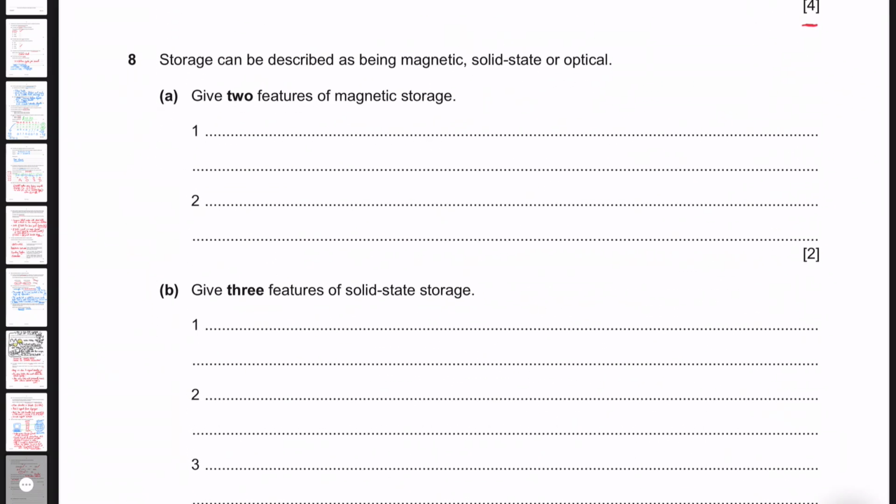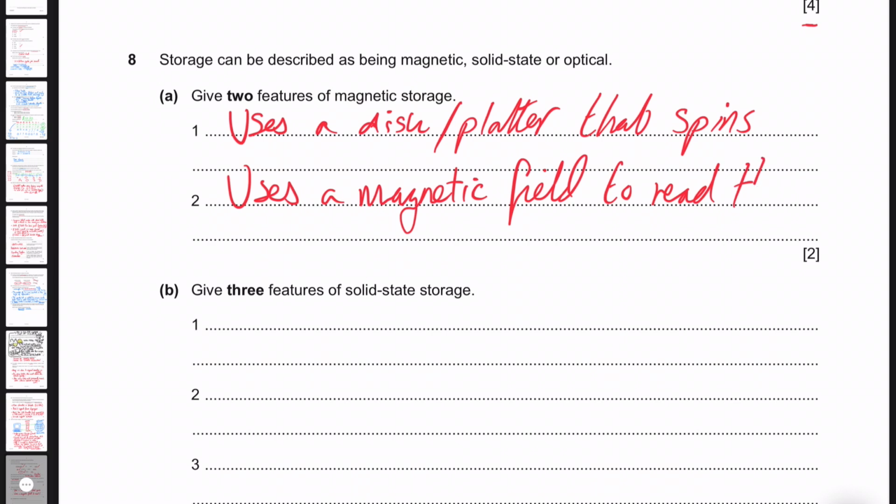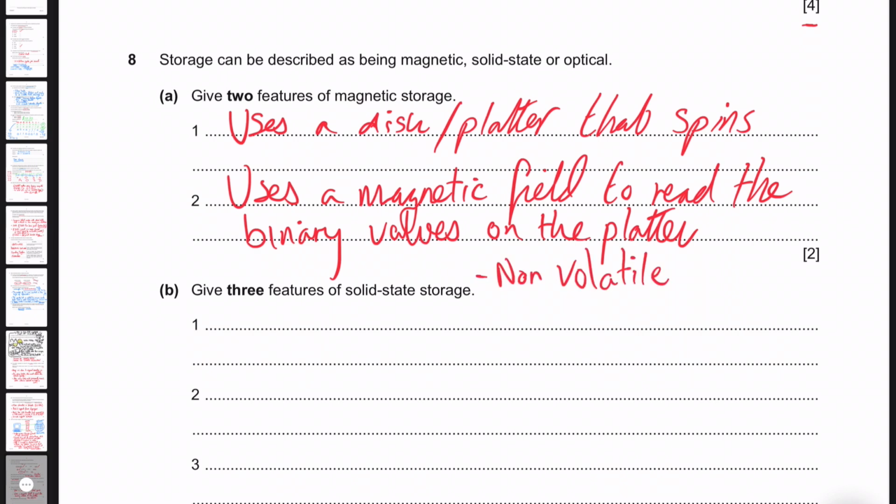Question 8. Storage can be described as being magnetic, solid state, or optical. Give 2 features of magnetic storage. Outdated. Uses a disk platter, like a plate that spins. It uses a magnetic field to read the binary values on the platter. It's non-volatile, it doesn't remove the data once the machine has been turned off. You could just put it uses magnets. Non-volatile, uses magnets.